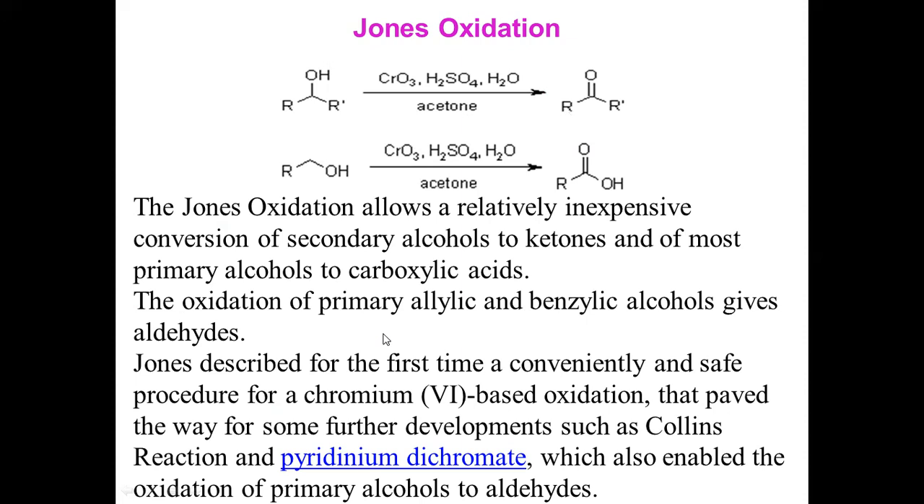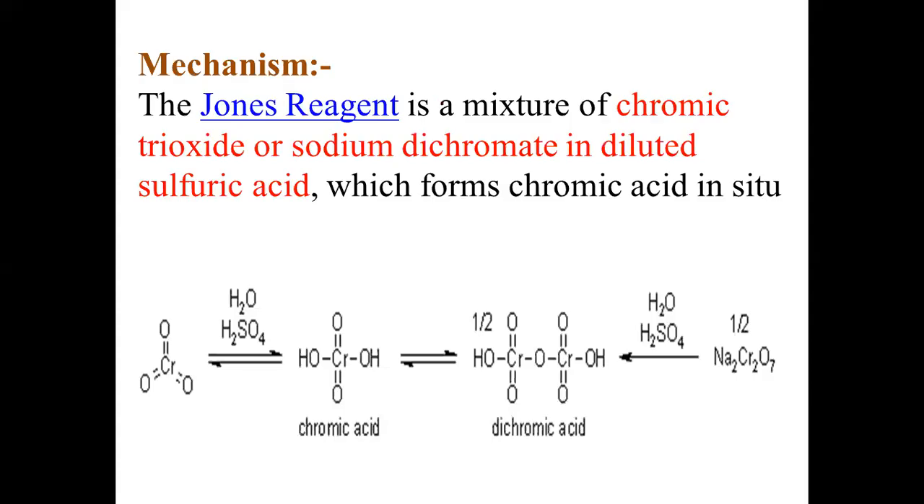So this first development of chromium 6 oxidations led to the development of many other reagents such as Collins reagent, PCC, PDC, which also enable the conversion of primary alcohols into aldehydes. While in this case the primary alcohols are oxidized into carboxylic acids, the developments after Jones reagent, like Collins reagent and PDC, are useful for the selective conversion of primary alcohols into aldehydes. Now let us see the mechanism of this Jones oxidation.